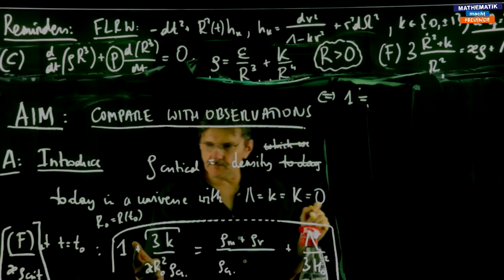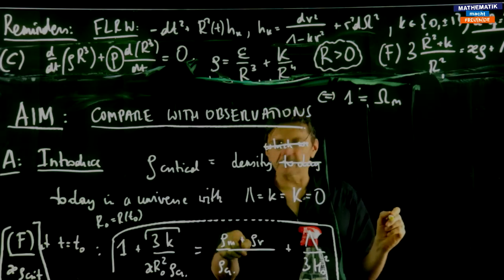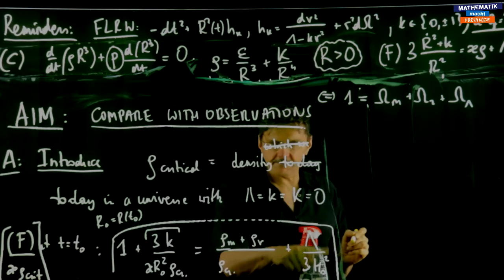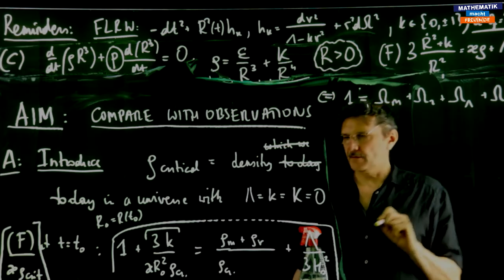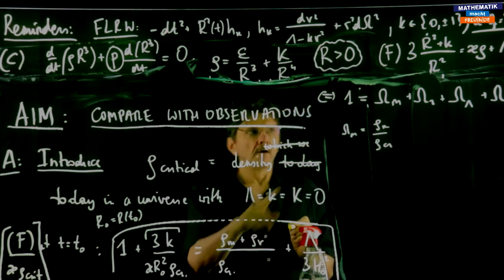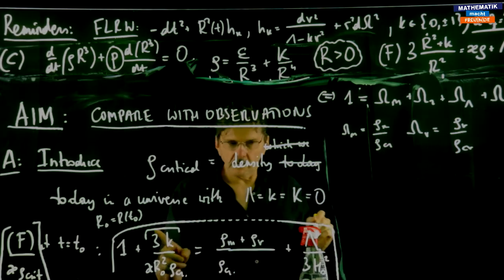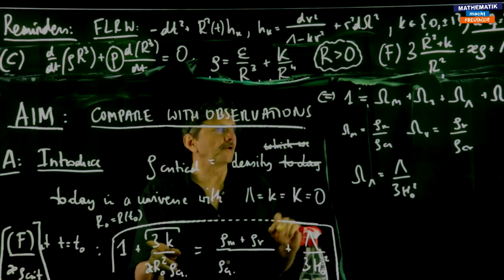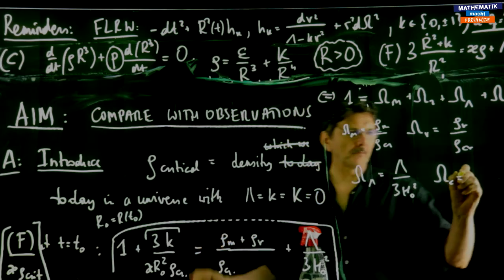So you get one, if you put this over to the left-hand side, then you're going to get something which is called omega matter, this ratio, plus omega radiation, this ratio, plus omega lambda, this ratio, and plus omega curvature. C here is for curvature. Omega matter is rho m over rho critical. Omega radiation is rho radiation over rho critical. Omega lambda is lambda over 3H0 squared. And finally, omega curvature is, because I've put this on the right hand side, minus.